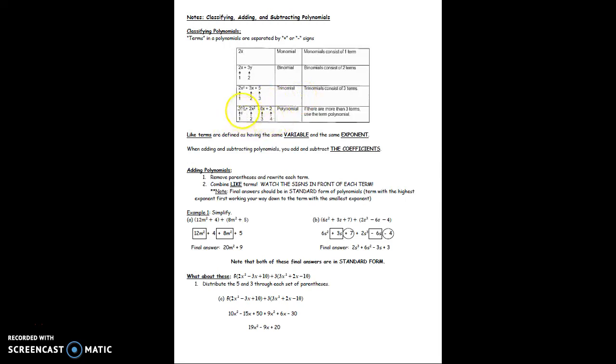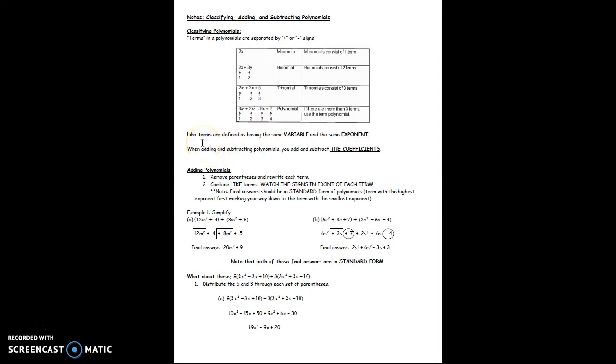4 terms is considered just a polynomial. Okay, if there's more than 3 terms, you just call it a polynomial. We don't have a special name for it after that. Okay, so just monomial for 1 term, binomial for 2, trinomial for 3. After that, it's just called a polynomial.